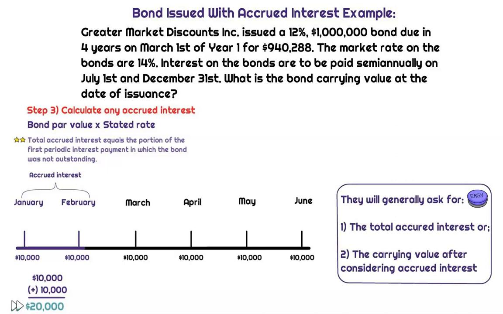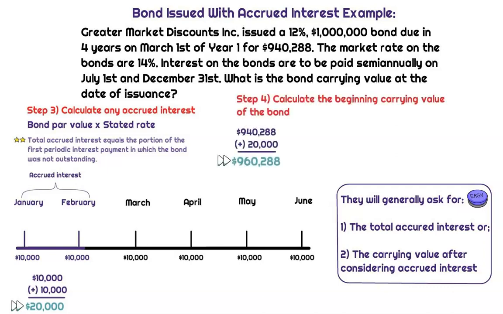Okay, so they'll generally ask you for step 3 or step 4. Step 3 being the determination of accrued interest itself, in this case it's $20,000, or step 4, determining the beginning carrying value after considering accrued interest. We know the beginning carrying value is $940,288. All we would do is add the $20,000 of accrued interest. So the initial issuance price, that beginning carrying value, would now be $960,288. So now we can begin the amortization of bond discounts or bond premiums by applying the effective interest method. Only the beginning carrying value, that starting point, is $960,288, not $940,288.